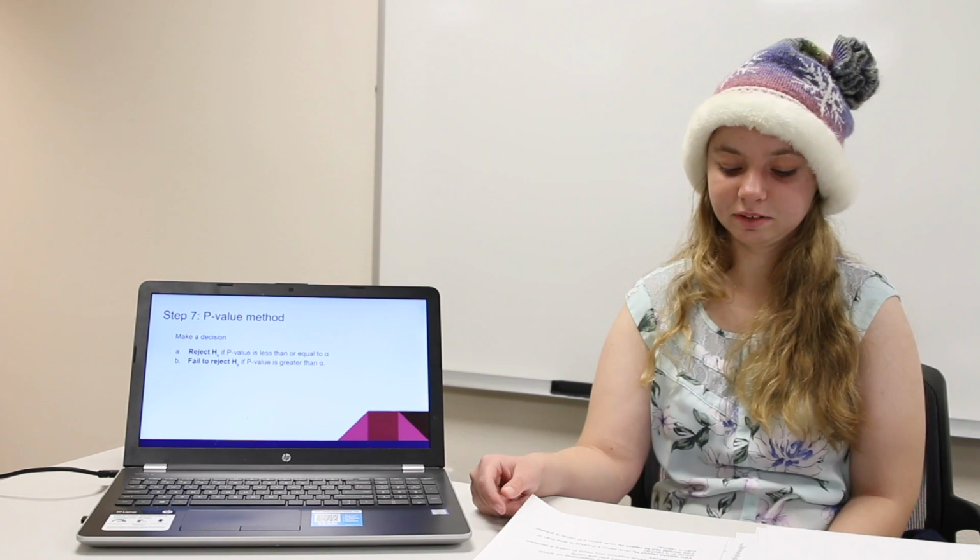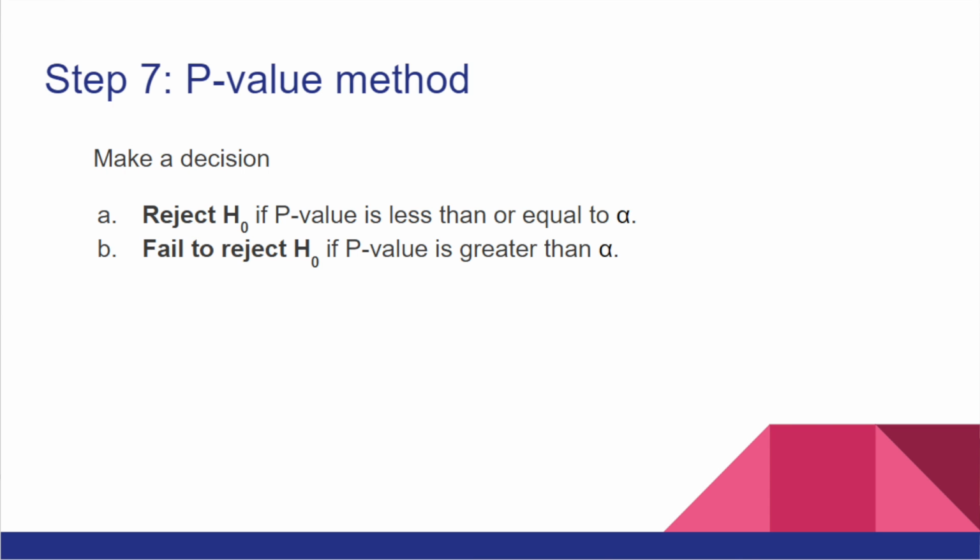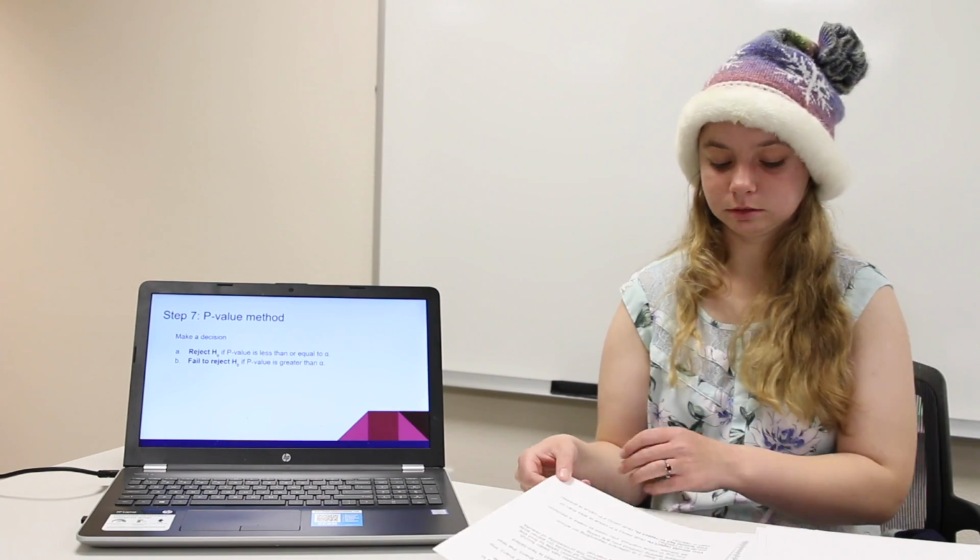At this point, step 7 is different depending on which hypothesis testing method you are using. For the p-value method, you need to make a decision as follows. You would reject H sub 0 if the p-value is less than or equal to alpha. You would fail to reject H sub 0 if the p-value is greater than alpha.